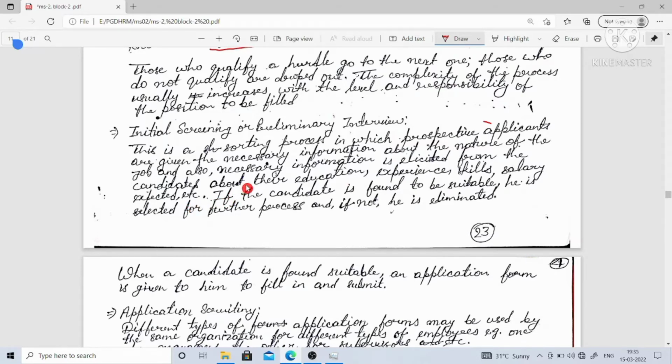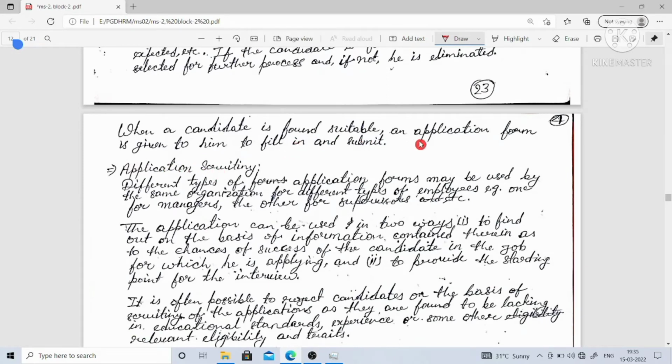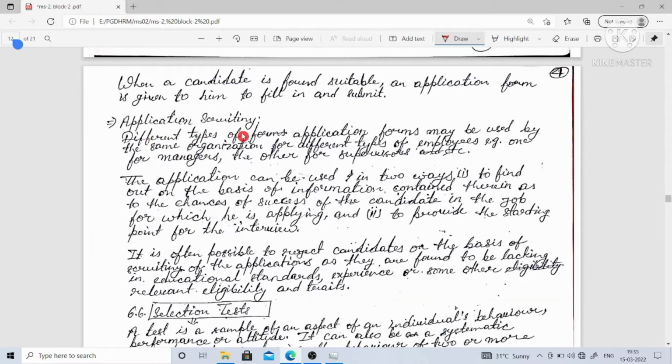So this is about the preliminary interview. When a candidate is found suitable, an application form is given to him to fill and submit. So, application scrutiny. Different types of application forms may be used by the same organization for different types of employees. That is, one for management, and different forms for different positions, because different kinds of information are required for different positions in the same organization.